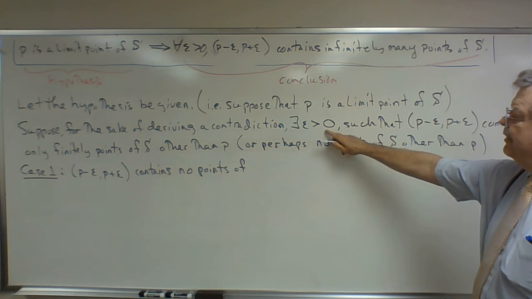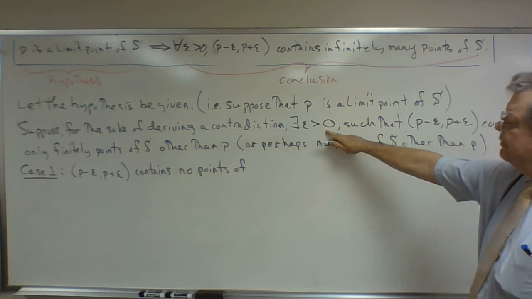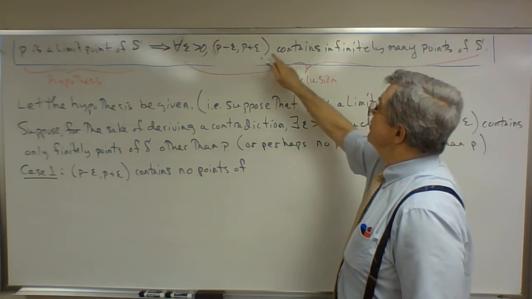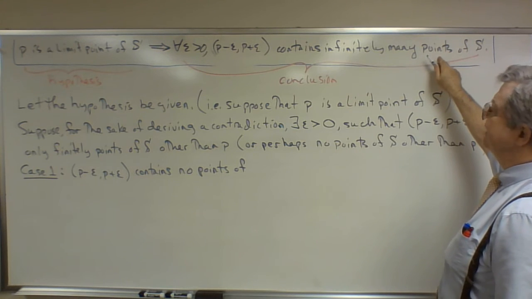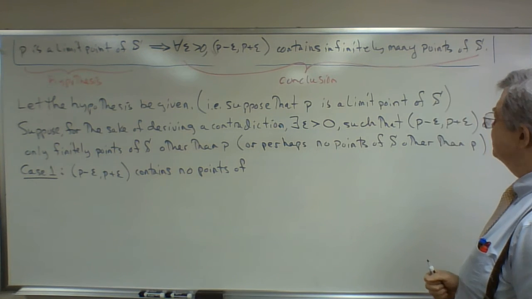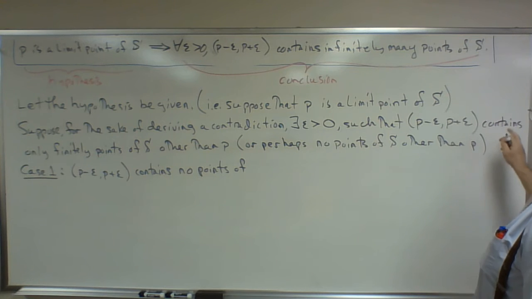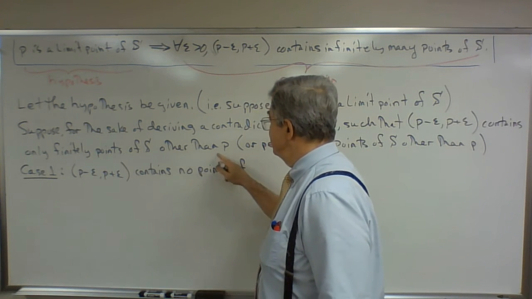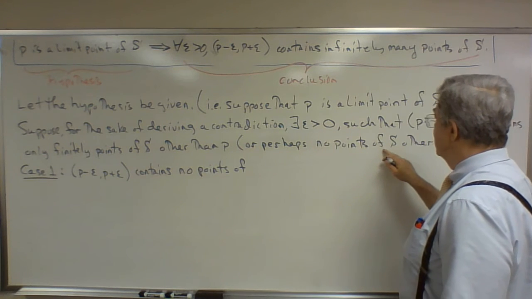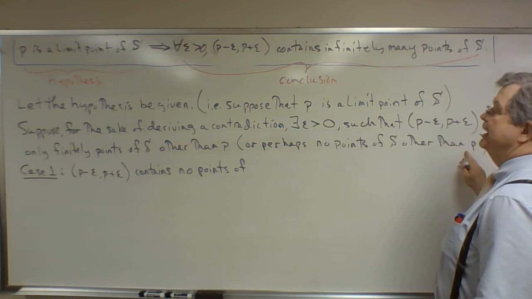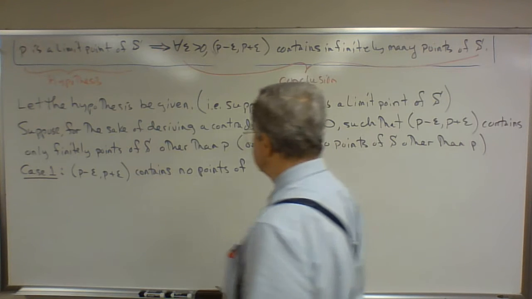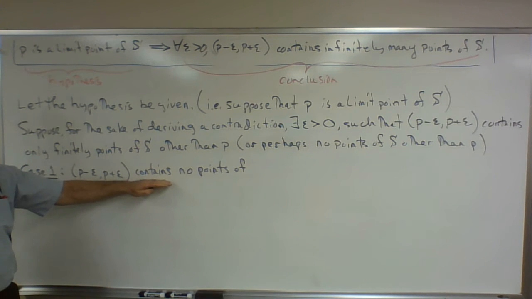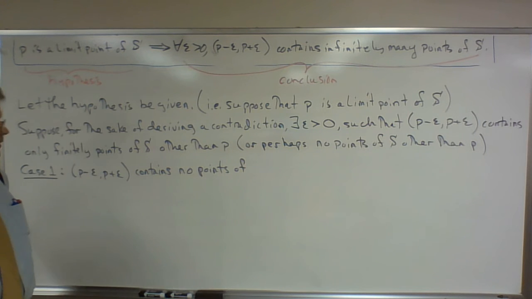So for the sake of deriving a contradiction, there exists an epsilon greater than 0, such that this interval does not contain infinitely many points of S. So either it contains finitely many points of S other than P, or perhaps no points of S other than P. So we'll consider the case where it contains no points of S other than P first of all.